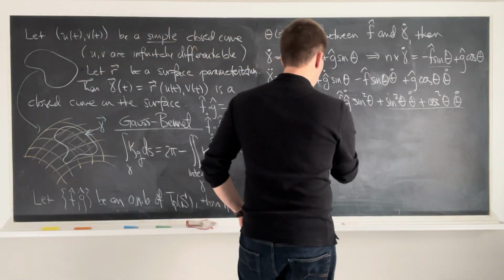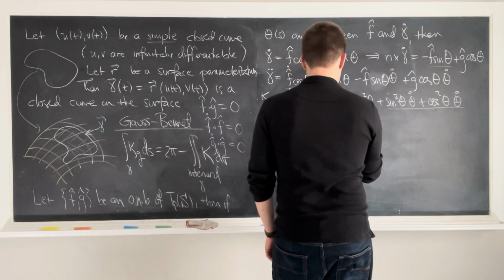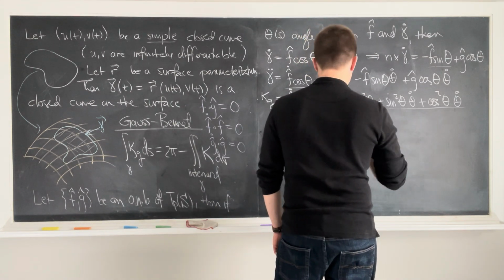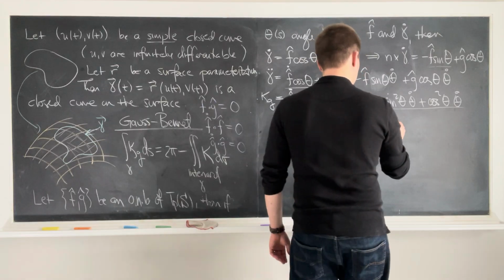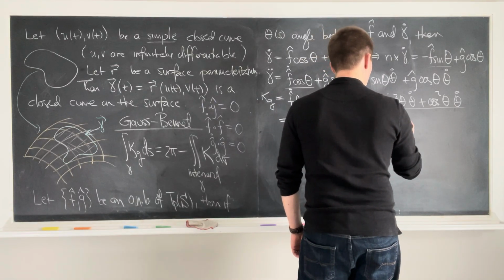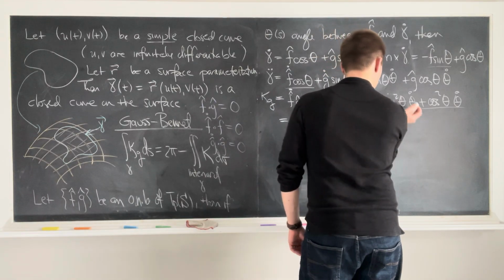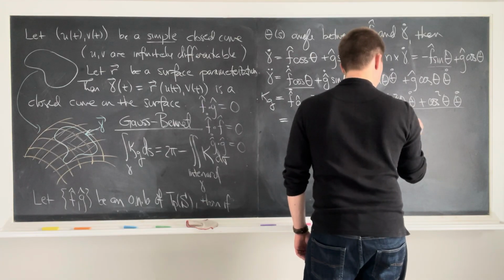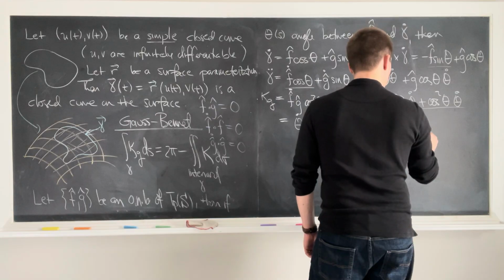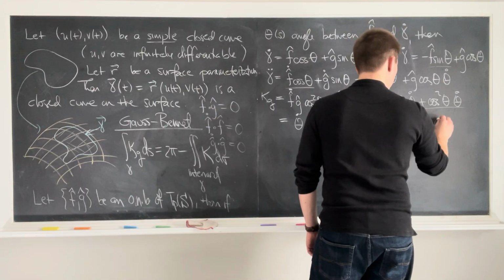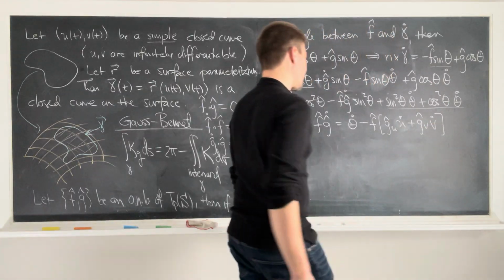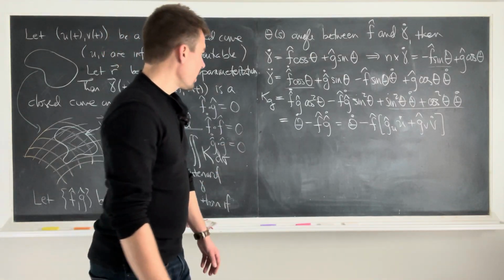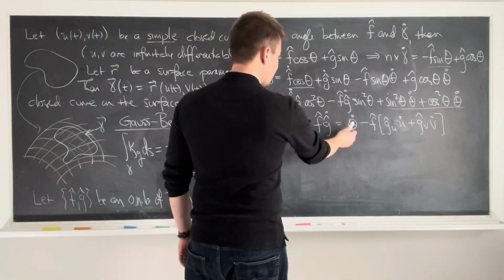And so now what do we know? I'm going to write down what g hat is going to be, right? On this curve, this is going to be theta dot minus f hat, and then we're going to have a g hat u dot plus g hat v dot, like that. Okay, so that's a little bit of a nicer expression. Now let me integrate this. Okay, so if I integrate kg, that's the same as integrating this over here.